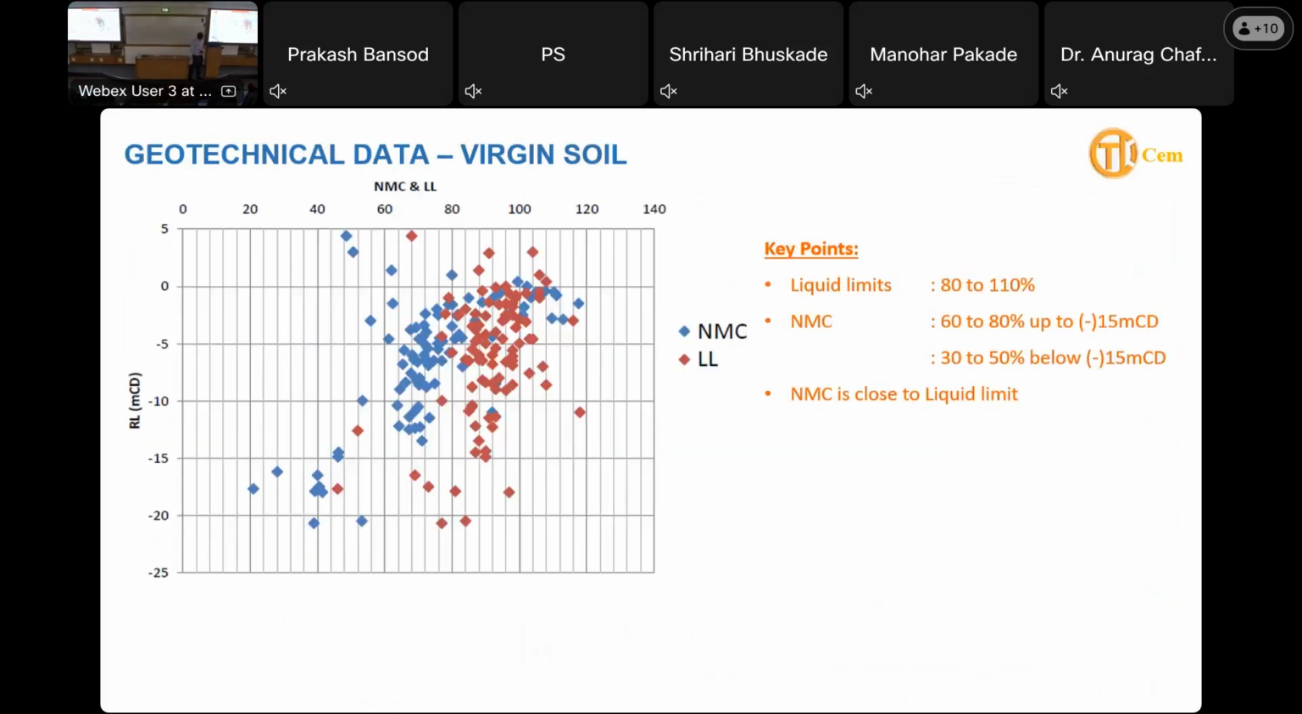So basically these are the geotechnical parameters, and we are putting up a summary of this. Atterberg limits and moisture content we have used. If you see this, the liquid limits are almost close to 100. It's more than 100, some are 80 to 110, and moisture content is 60 to 80% up to minus 15.